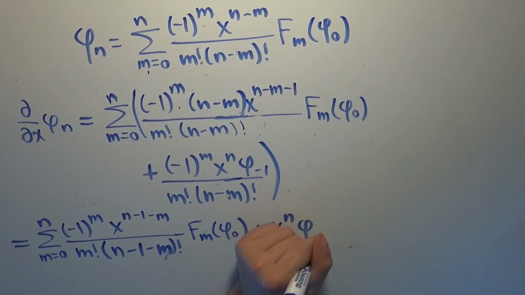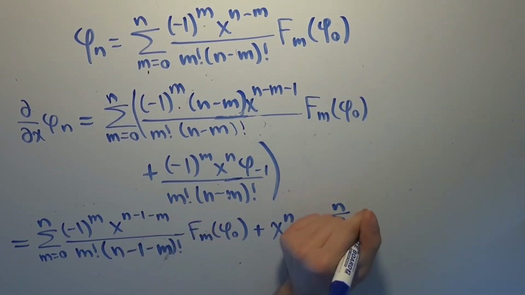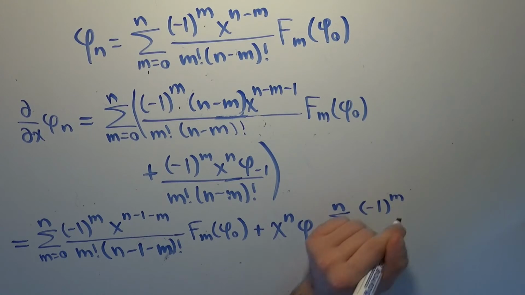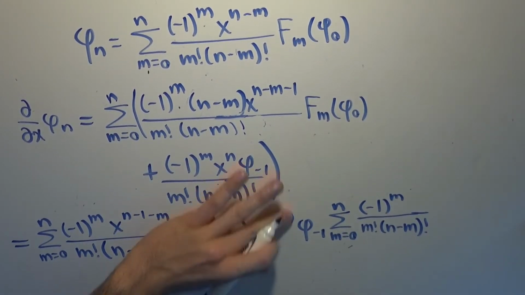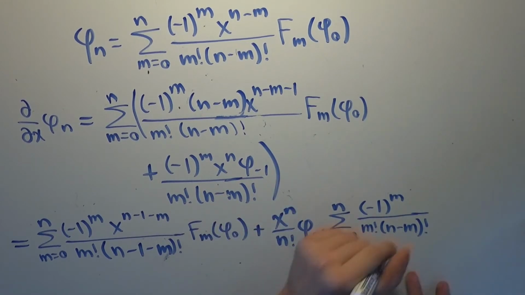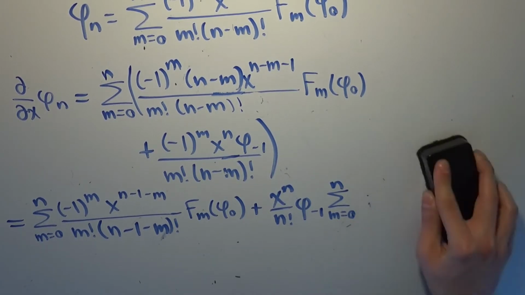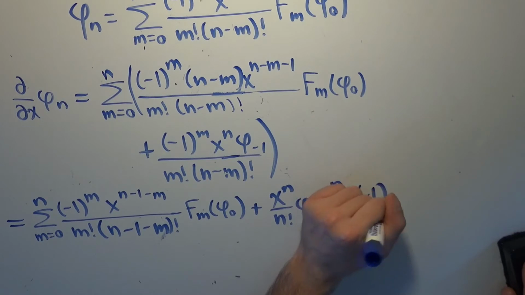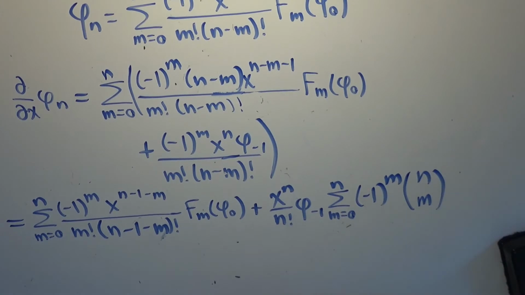I get x to the n times phi negative 1 times the sum from m equals 0 to n of negative 1 to the power of m divided by m factorial times n minus m factorial. Now, what I'm going to do here is divide the outside by n factorial so that I can multiply the inside by n factorial, like that. And now we have a formula that we know. N factorial over m factorial times n minus m factorial is n choose m. It's how many different ways you can choose m objects from n objects. So this becomes negative 1 to the power of m times n choose m.